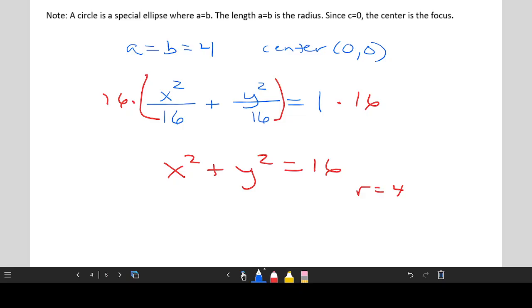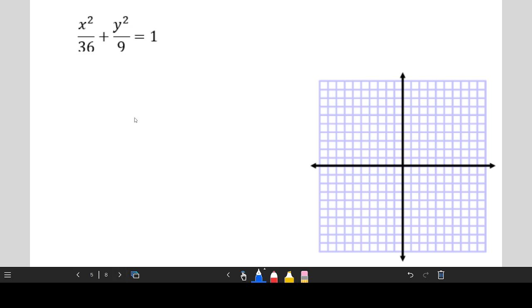So let's practice identifying these values a, b, and c, and then graphing an ellipse. So here the 36 is larger than the 9, so the 36 is a squared, and the 9 is b squared. Since the larger value is underneath the x, we know it's going to be longer in the horizontal direction.